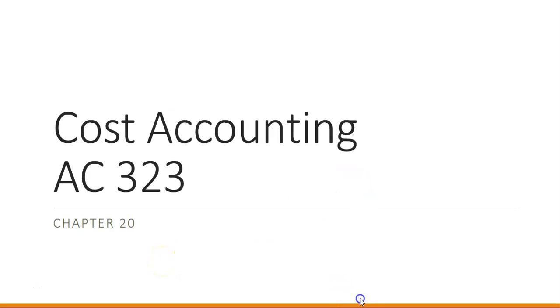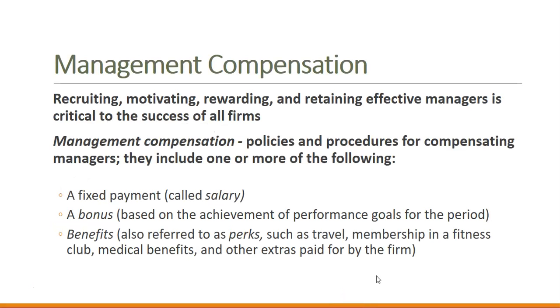Cost Accounting, Chapter 20. Chapter 20 closes out all of our chapters about performance evaluation and management compensation. So this talks more specifically about what comprises management compensation. So we pay a fixed payment. This is our salary. So this is the payment that we're under contract for. Then we might have a bonus based on achievement of any performance goals. And we've looked at in chapters 18 and 19 different ways to set performance goals that we would measure.